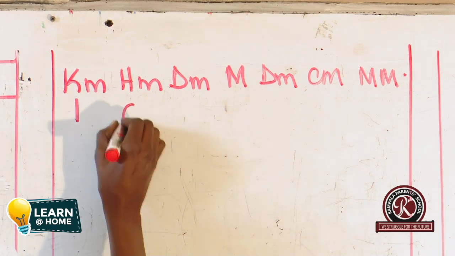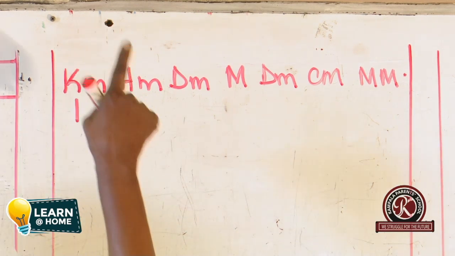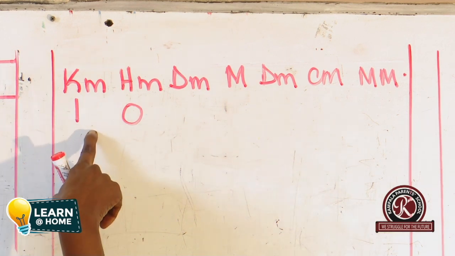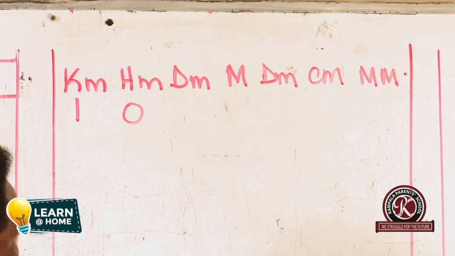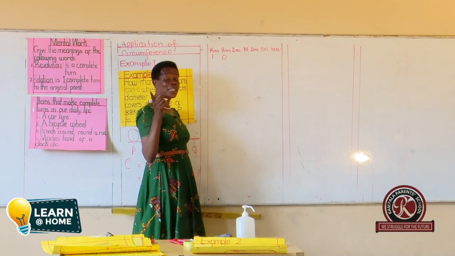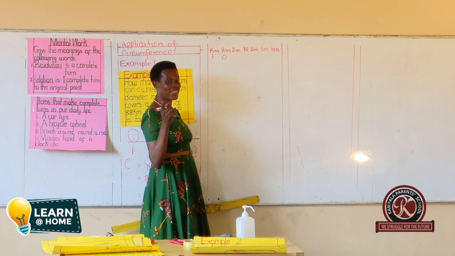If I put here 0, it means that there are 10 hectometers in 1 kilometer. Yeah, 1 kilometer. I have heard somebody correcting me. That's good. Diana, I like that.